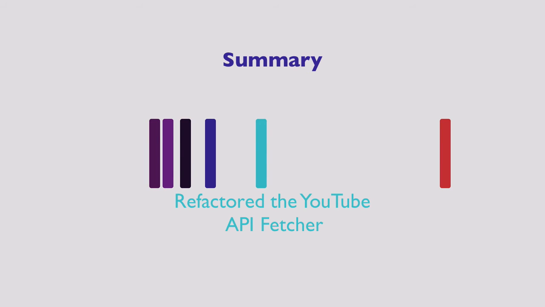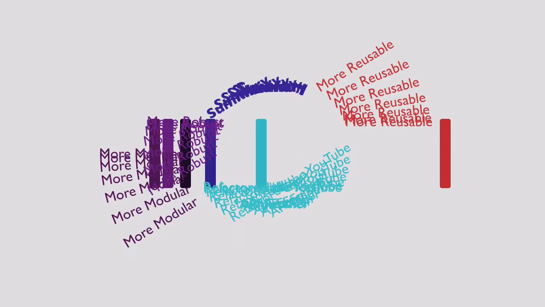And that's a great point to stop. You might feel like we haven't done a lot, but in this episode we have refactored our YouTube API fetcher code to make it more modular, more robust, and more reusable. And those are really important things.